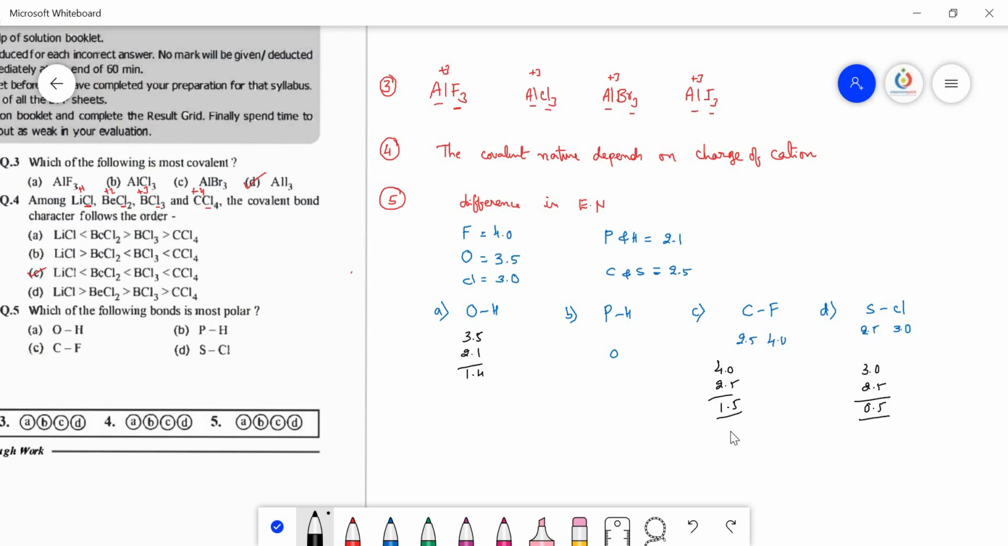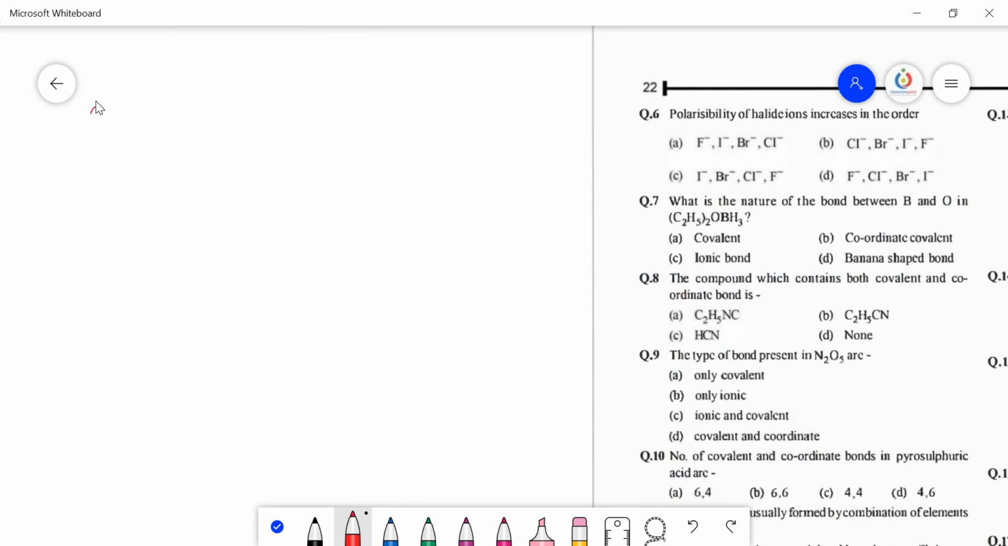So more electronegativity difference, more will be the polar nature of a covalent bond. So if you observe this, option C is correct. Why? Because here the difference in electronegativity of these two elements is more. People usually expect oxygen and hydrogen, but this is the correct one. Question number 6 here.